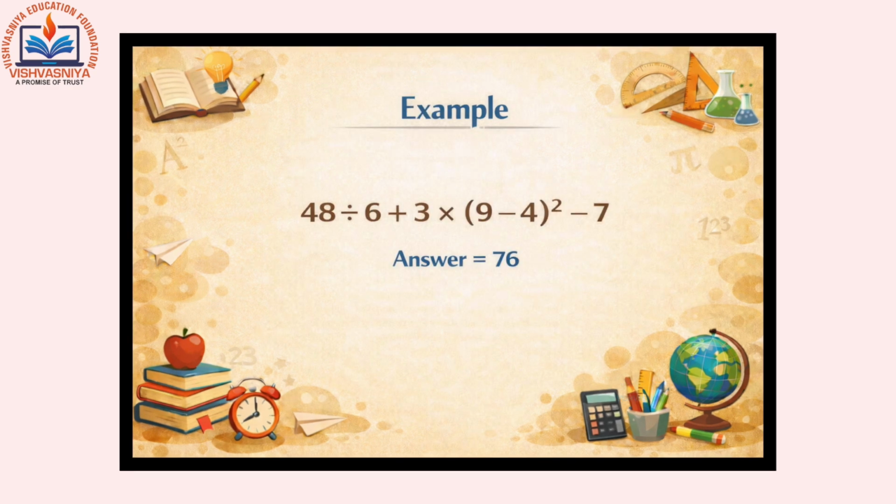Let us solve this using BODMAS. First, solve the bracket: 9 minus 4 equals 5. Then the power: 5 square equals 25. Next, division and multiplication. 48 divided by 6 equals 8, and 3 times 25 equals 75.